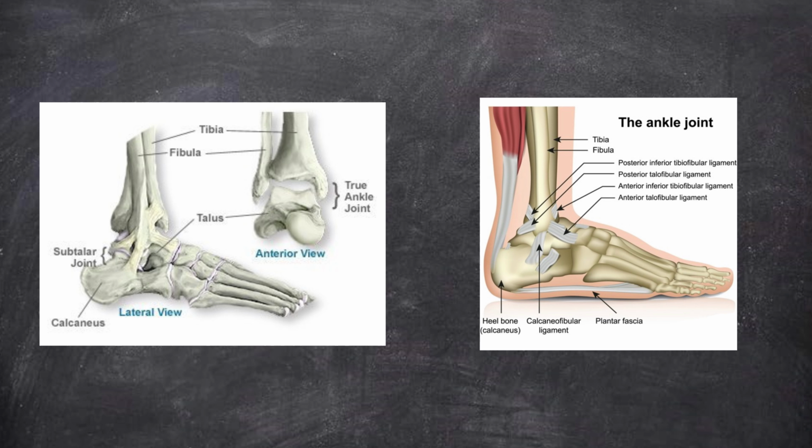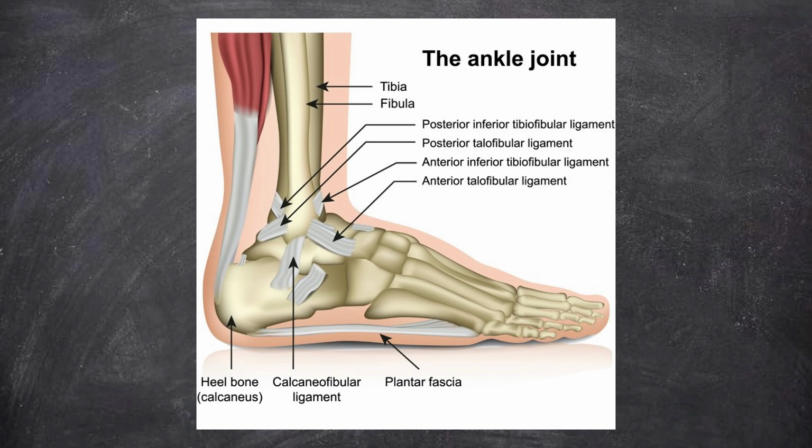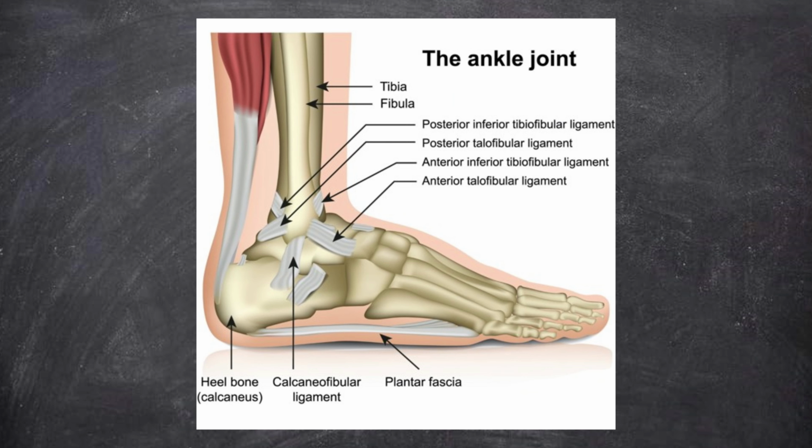So, the ankle consists of 3 bones, the tibia, the fibula, and the talus. Surrounding these bones on the lateral side of the ankle are the anterior talofibular ligament, calcaneofibular ligament, and the posterior talofibular ligament. On the medial side of the ankle is the deltoid ligament, and lastly, the syndesmotic ligaments, which consist of the anterior inferior tibiofibular ligament, the posterior inferior tibiofibular ligament, and the interosseous ligament.